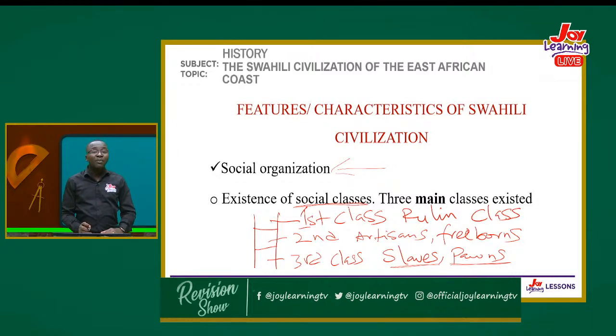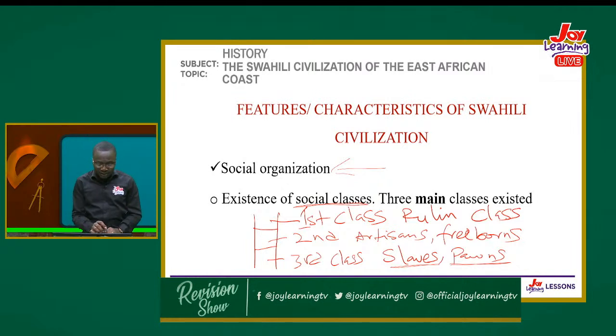Now the pawns are people who were used as collateral, to acquire loans, or when people owed others, the pawns were given out to serve in the society to defray the debt of their owners. So for instance, if a man, let's say Uncle Kwesi, is owing Uncle Kwame. Uncle Kwesi cannot pay the debt. So Uncle Kwesi would release a son of his to Uncle Kwame so that the child goes to serve Uncle Kwame for a period of time until the debt is defrayed.